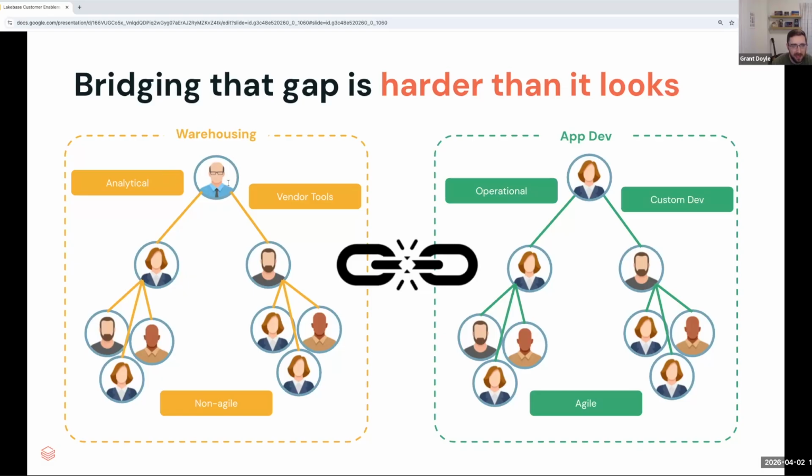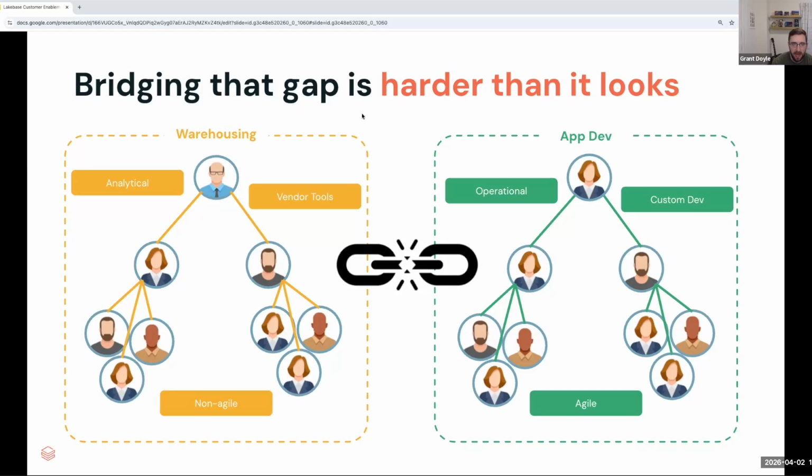All right, so bridging this gap is harder than it looks. We have a data warehousing team that is very analytical in nature, and they're typically answering questions for the business after events have occurred. It's very retroactive. Whereas the application development team is more operational, very concerned with what is happening here and now within the business as they host the applications that drive the business. Application development teams typically do a lot of custom development. They work in agile schedules, whereas the warehousing team may be non-agile and is buying a lot of the platforms to help build out their solutions.